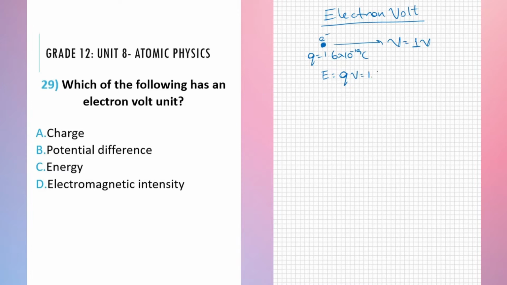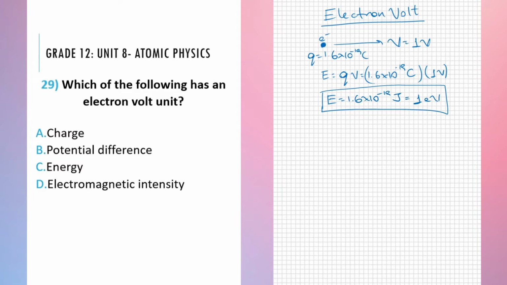In this case, the charge, 1.6 times 10 to the power of minus 19 coulomb, is multiplied by the voltage, which is simply 1 volt. So we get that the energy is given as 1.6 times 10 to the power of minus 19 joule. And that is simply 1 electron volt. So instead of saying 1.6 times 10 to the power of minus 19 joule, which is a bit long, you can simply represent this as 1 electron volt. So electron volt is a way of representing energy. That would be choice C.